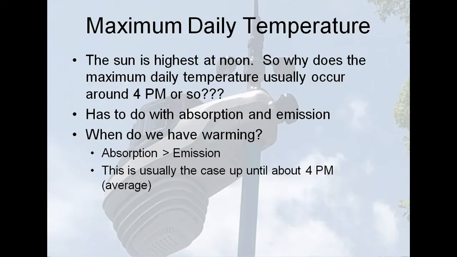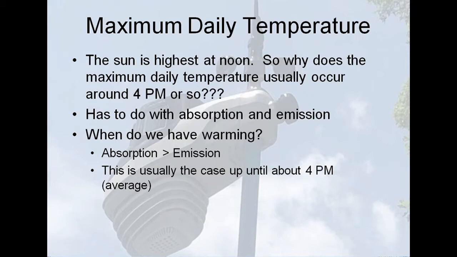Maximum daily temperature. The sun is highest at noon. So why do we get our maximum daily temperature usually around 4 p.m. or so? It has to do with the absorption and emission. The incoming solar radiation, the absorption of that radiation, and then the emission of that radiation based on what surface, and how much is being emitted versus how much is being absorbed, whether warming or cooling is occurring.